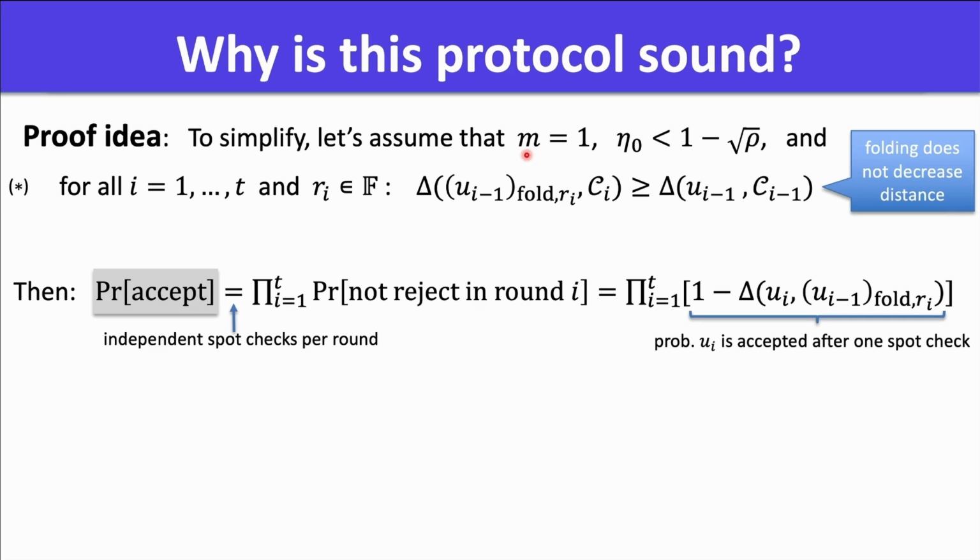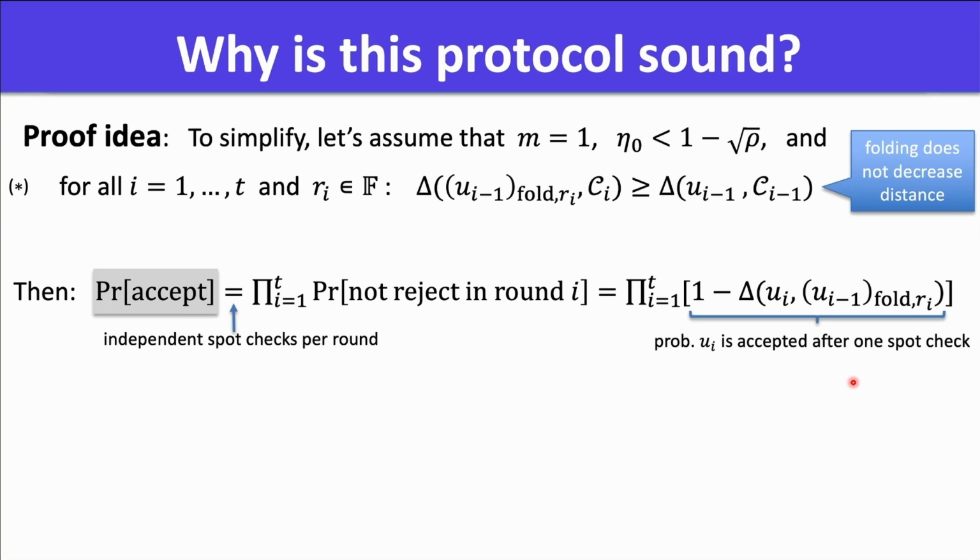Now again, let's assume that M is equal to 1, so we only make a single spot check for simplicity. The argument generalizes very easily for higher values of M, but let's for now assume M is equal to 1. So what's the probability that the verifier did not reject in round i? If it only made one spot check, how likely is it to catch a cheating prover?